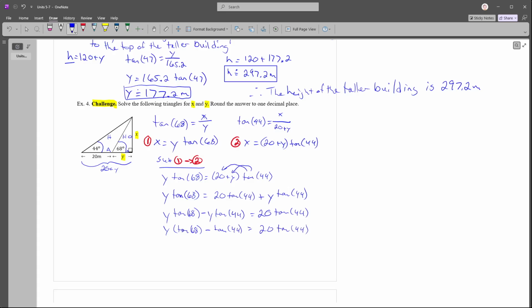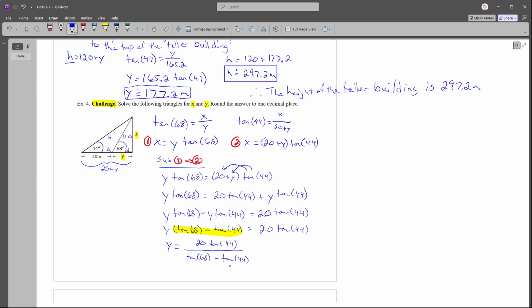Now I want y all on its lonesome. This whole thing is one term. So if I want to get rid of that one term, which is currently being multiplied by y, I'm going to divide both sides by that entire term. So I have y is equal to 20 tan of 44 divided by that whole thing. So we have tan of 68 minus tan of 44.